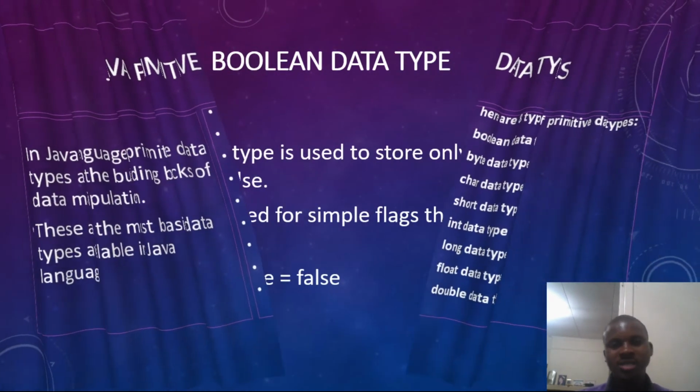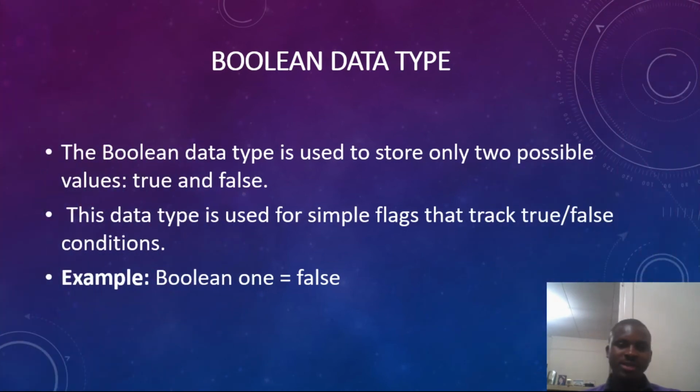Let's look at the boolean data type. The boolean data type only stores two values, which is true or false. The boolean data type is used to store only two possible values: true or false.